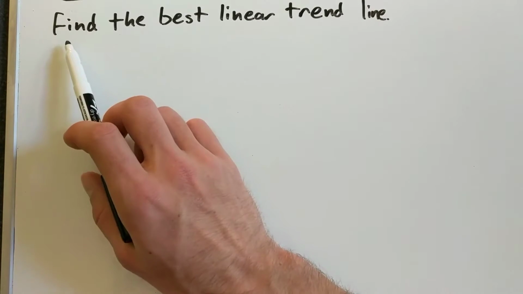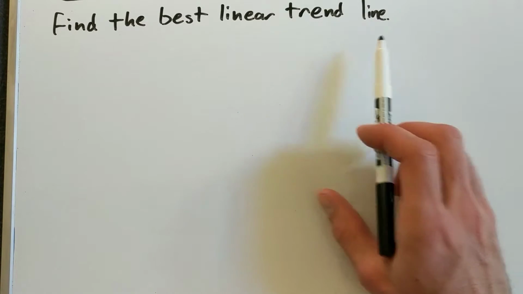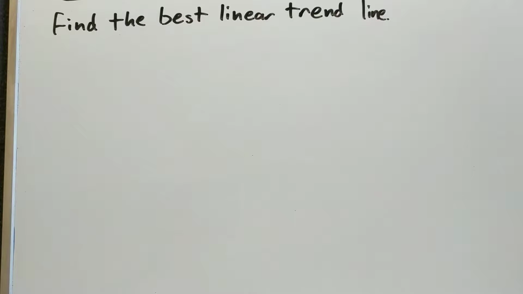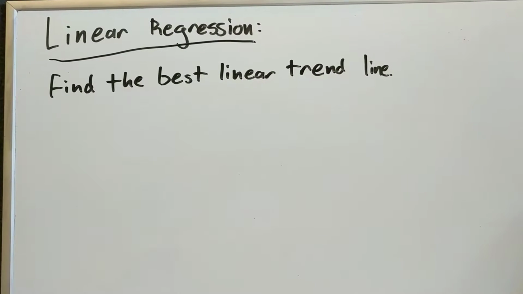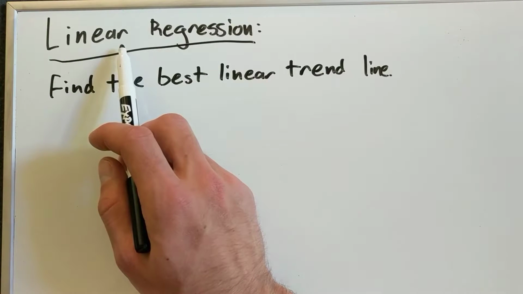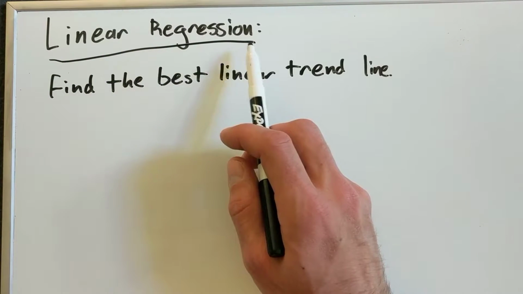So we've been trying to find the best linear trend line. And I have a secret for you. This is actually the definition of linear regression. Congratulations, we've been doing linear regression. So linear, that makes sense. Regression, why is it called regression?